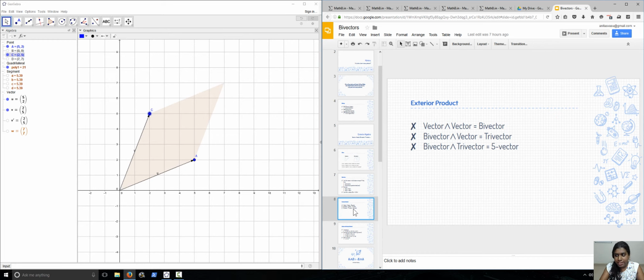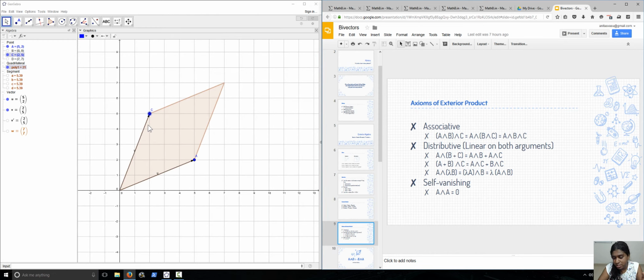An exterior product of two vectors gives a bivector, and a bivector and a vector gives a trivector. A bivector with a trivector gives us a 5-vector, etc. Right? So what's the exact law? First, it's associative. Essentially, we are saying the order matters in totality. It doesn't matter how you individually do them, as long as we don't permute things, they remain the same. Right? That's the first property.